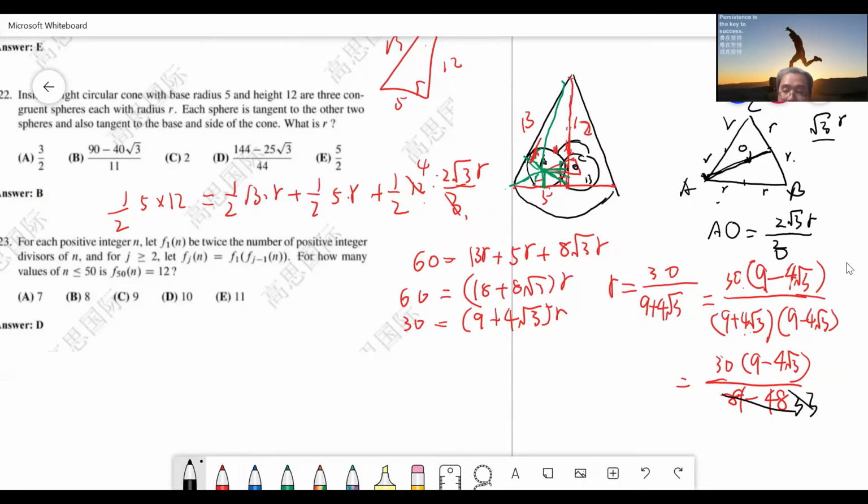81 minus 48 is 33. 33 and 30 we cancel by 3, so we have 11 at the bottom and 10 at the top. Then we simplify. We have 11 at the bottom, then 10 times 9 is 90, and 10 times 4 square root 3 is 40 square root 3. So this is going to be the answer. Now look at the answer key. We have B, 90 minus 40 square root 3 over 11, is the answer.